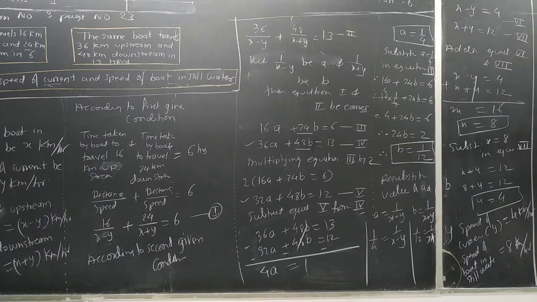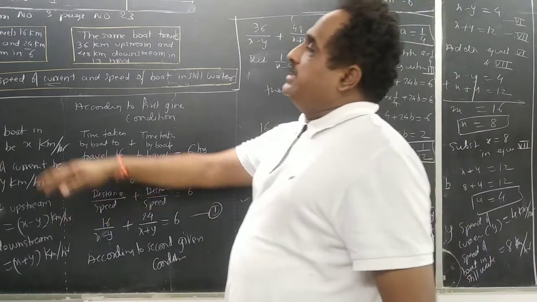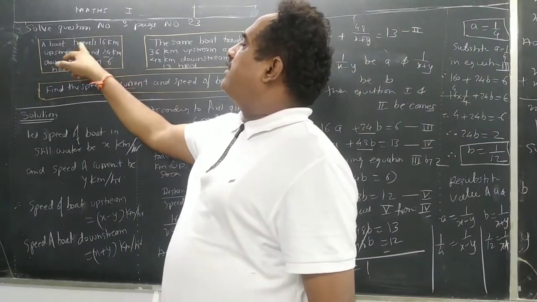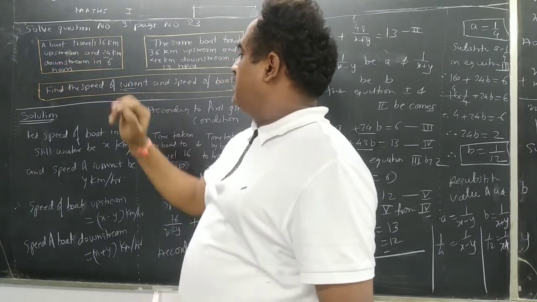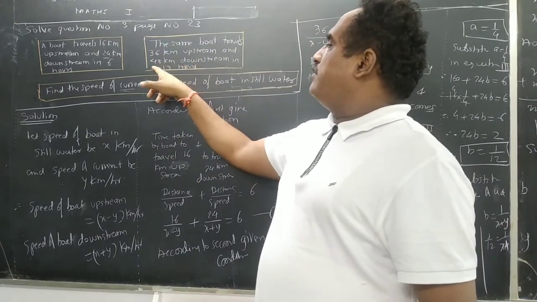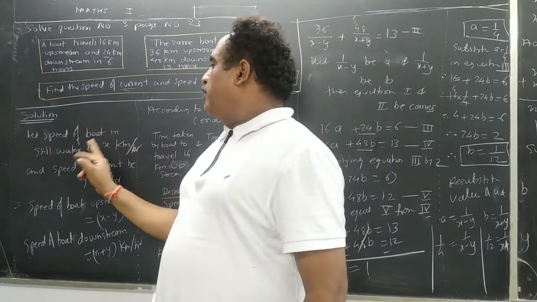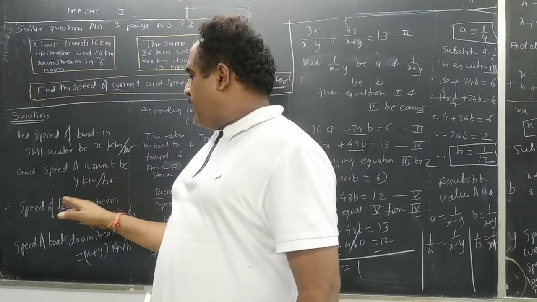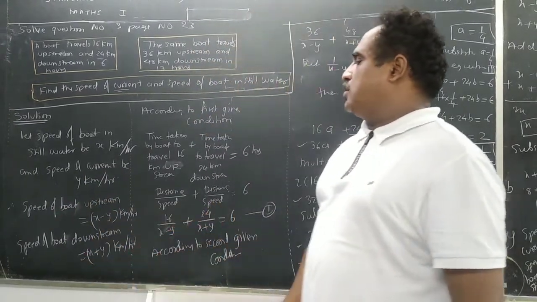Okay, so just see the question once again. What they have given to you? A boat travels 16 km upstream and 24 km downstream in 6 hours. Same boat travels 36 km upstream and 48 km downstream in 13 hours. So what I did, we have to find speed of the boat in still water. In such questions, speed of the current, upstream will be minus, downstream will be plus.